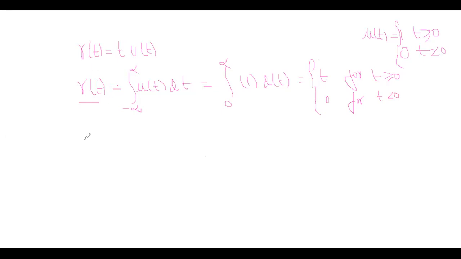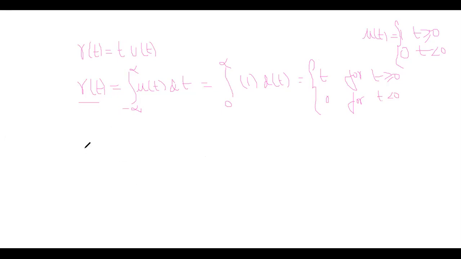Now, considering r of t as a velocity: for the displacement x, the velocity is dx by dt, and the acceleration is dv by dt, or d square x by dt square, the second derivative.